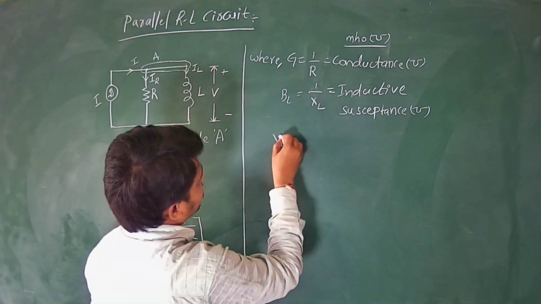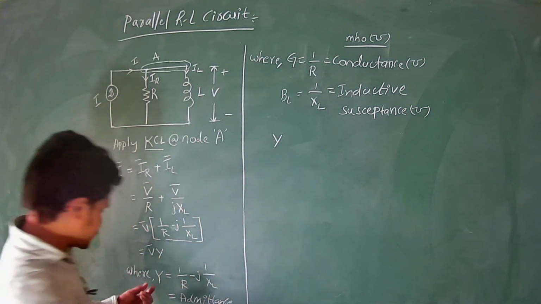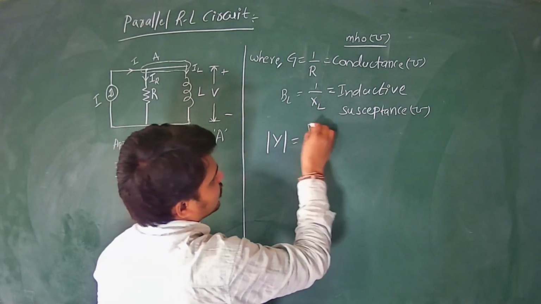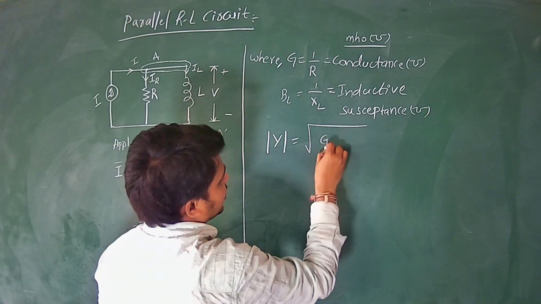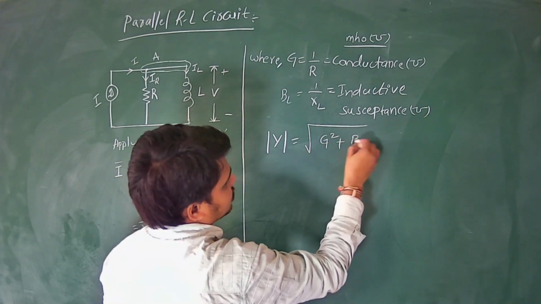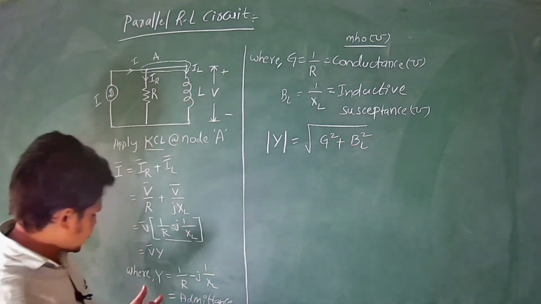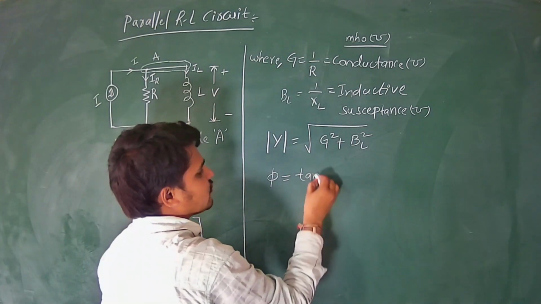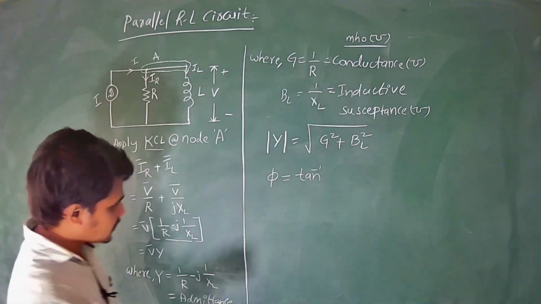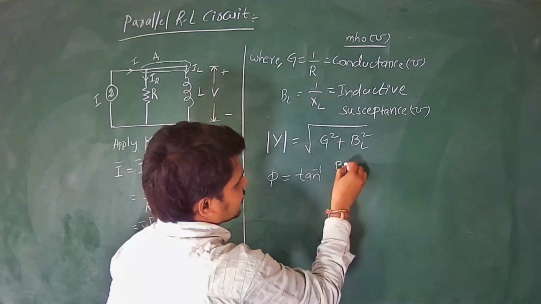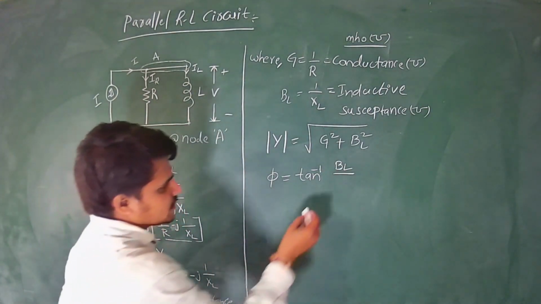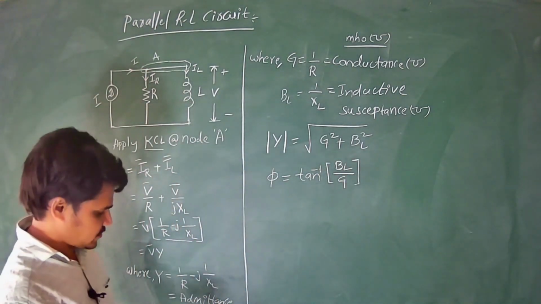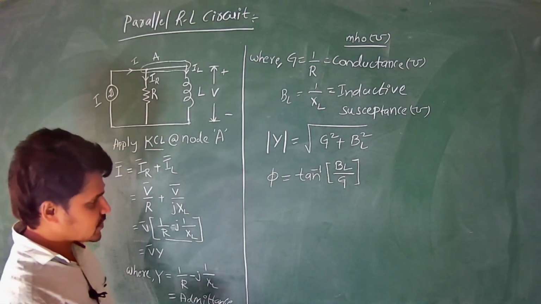Therefore the magnitude of this admittance Y is given by the square root of G square plus BL square, and the admittance angle phi is given by tan inverse of imaginary part by real part. The imaginary part is BL and the real part is G. So phi equals tan inverse of BL by G.